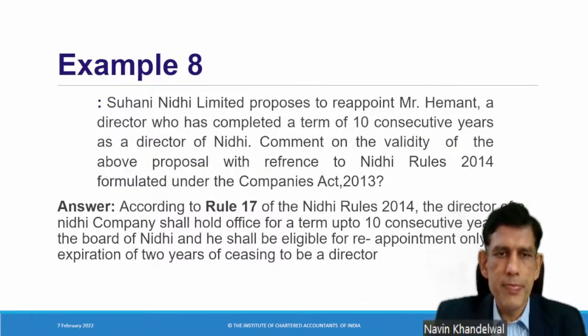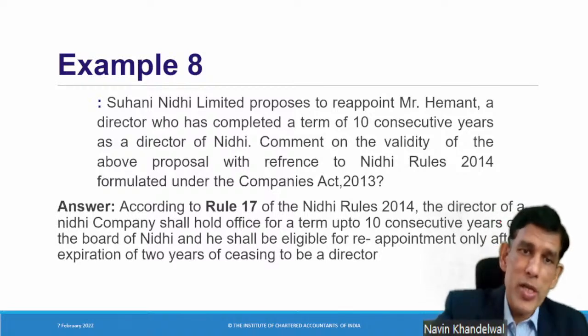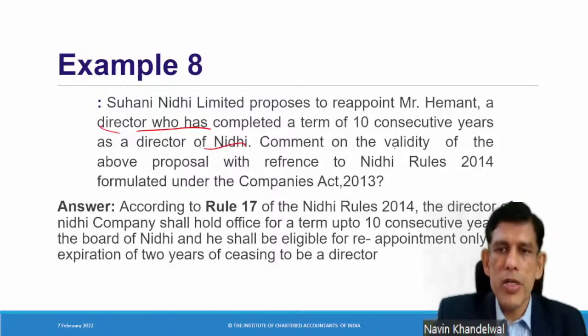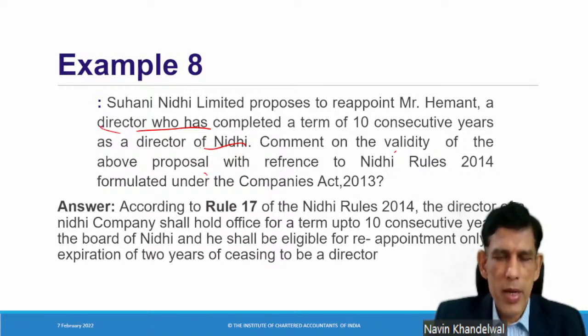Okay, so the question is: Suhani proposes to reappoint Mr. Hemant, a director who has completed a term of 10 consecutive years as a director of a Nidhi company. So it's about the director. Comment on the validity of the above proposal with reference to the Nidhi rules. As per Rule 17, he can hold office up to 10 consecutive years and is only eligible after 2 years of the appointment part. A similar question could be asked for the auditor also: for an individual 5 years, for a firm 10 years, appointed every 5 years.